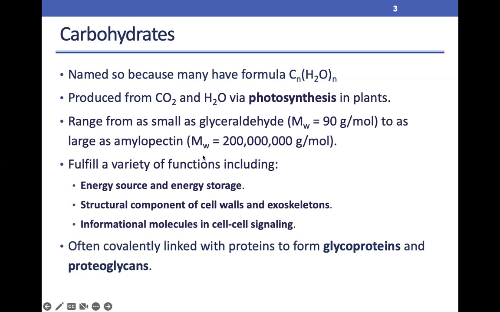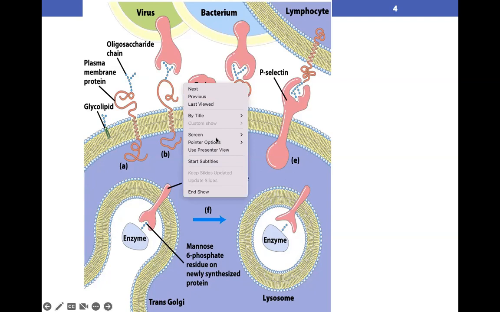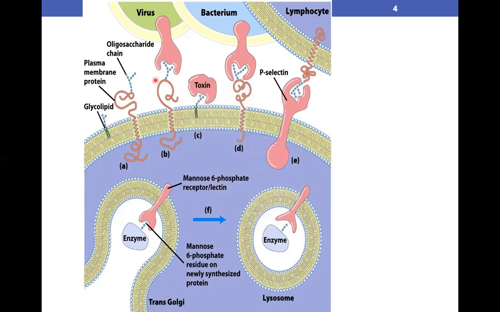Again, this is easy. We're starting off with simple things, but let's get into why we're talking about carbohydrates in general. Why are they relevant? One of the main things is that they're important for cell-to-cell communication. The main idea that the doctor wanted you to understand from this slide is that I can have pathogens, like viruses and bacteria, and the way that they recognize my cell is from this structure over here. Let me use a laser pointer. This structure is an oligosaccharide. Oligo means few, saccharide means sugar.